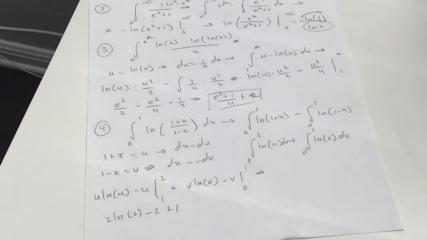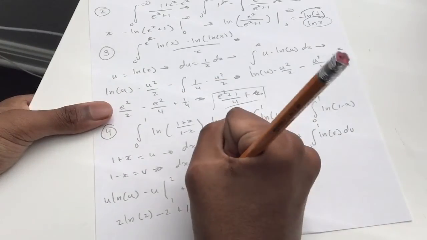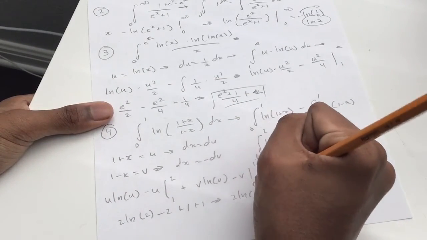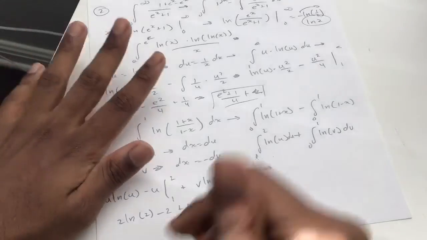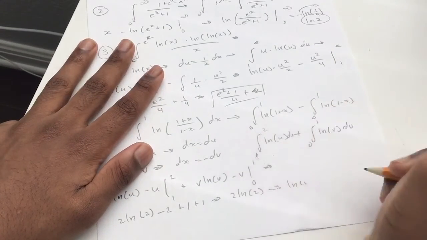Next we do v ln v at 0. This tends to 0, so 0 minus 0 minus, this cancels, minus of minus 1, that becomes plus 1. This becomes 2 ln 2. We could simplify this by bringing 2 to the power, so this becomes ln 4.